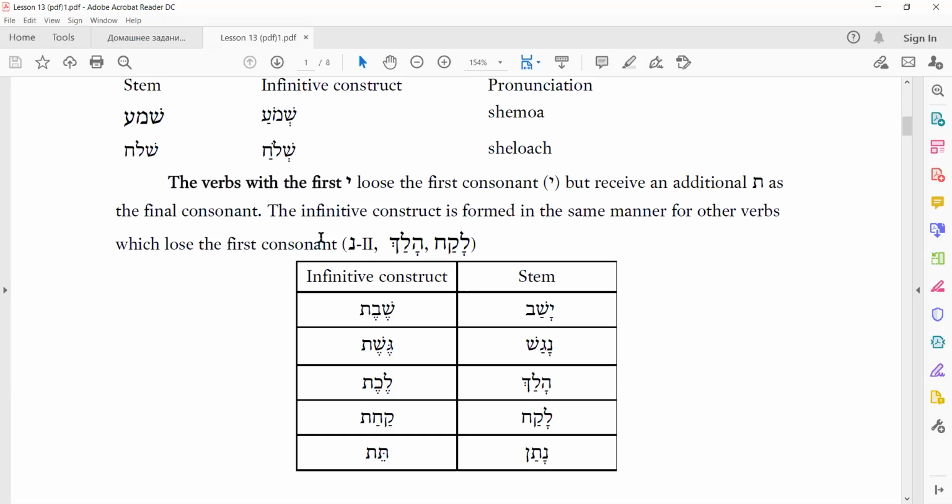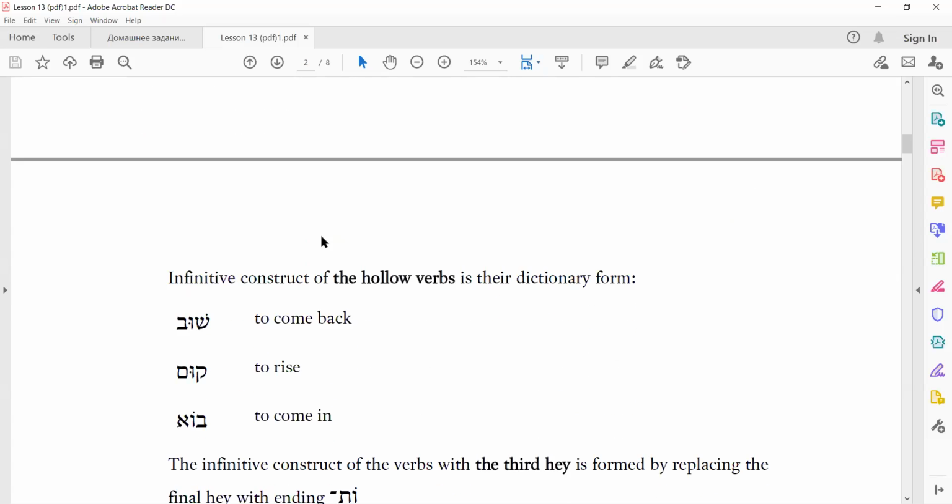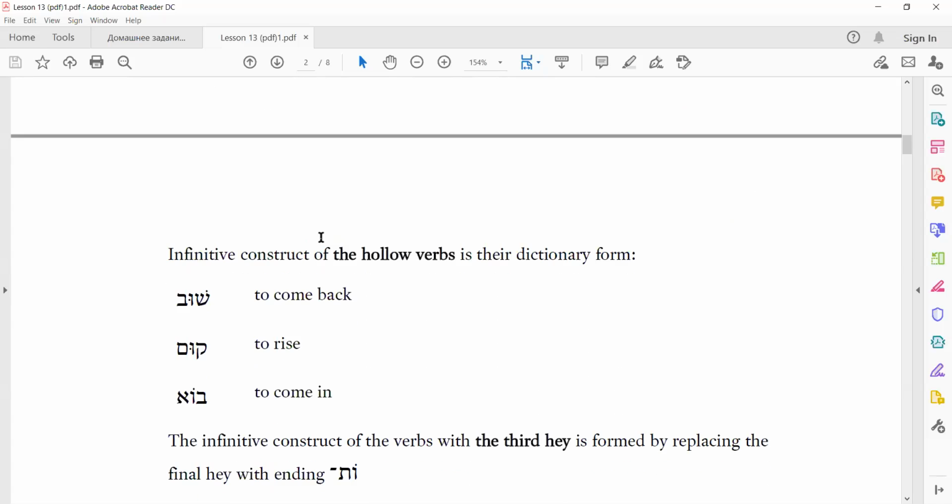So this is about the verbs with the first yud and sometimes verbs with the first nun, how they do the infinitive. With the hollow verbs, it is very easy because their dictionary form would be the infinitive. So the infinitive is their dictionary form. For example, shuv, it means to come back. But remember that it could be also a form of the imperative, because imperative, second masculine singular, and infinitive construct have the same form. So shuv, to come back, kum, to rise, bo, to come in, to enter, to come, like this.